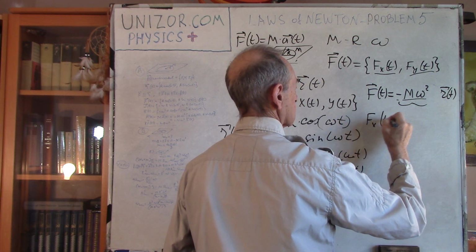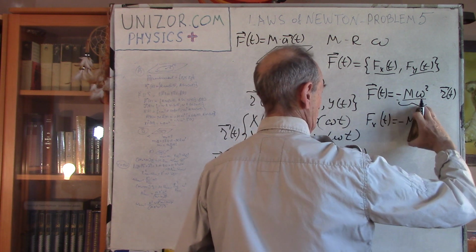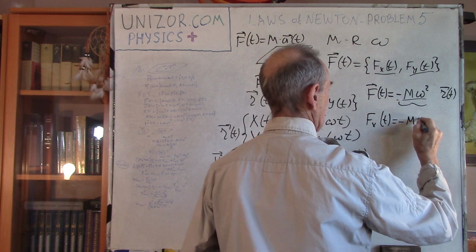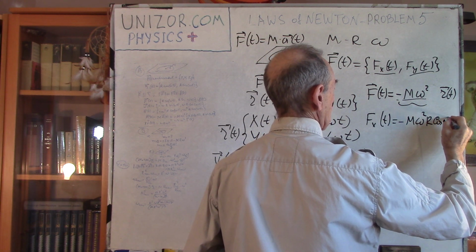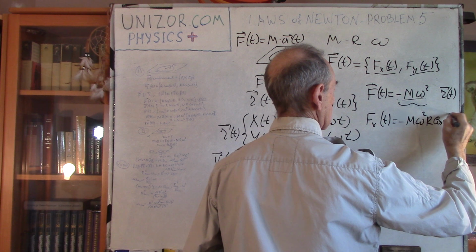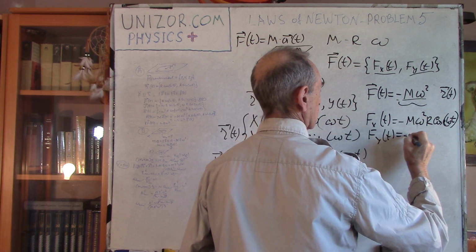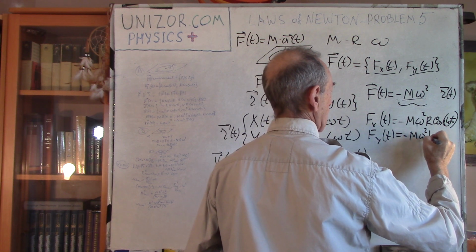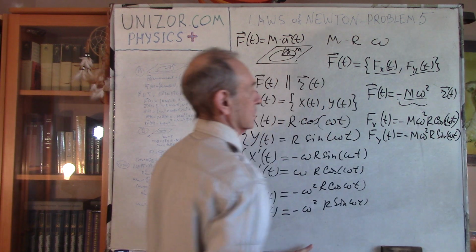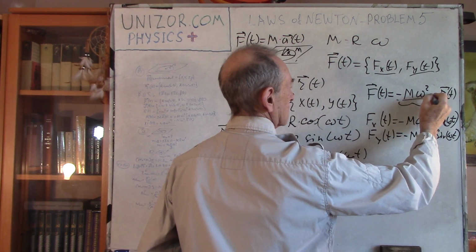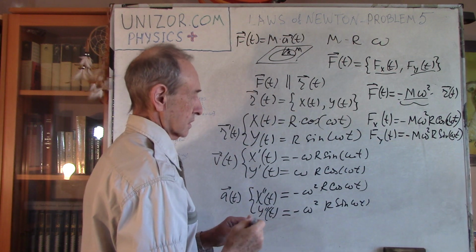But if I put it as coordinates, Fx of t is equal to minus m omega square r cosine omega t, and Fy of t is equal to minus m omega square r sine omega t. So that's where r is. There is no extra r because r is inside vector r, the position vector.